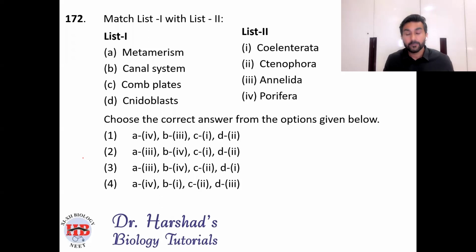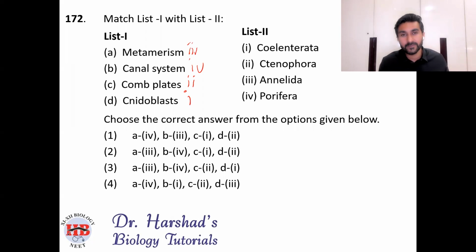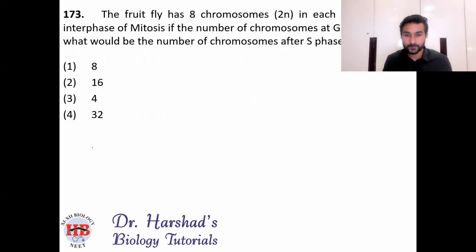The next question. Metamerism is continuous segmentation, or rather true segmentation, which is a feature of Annelida. Canal system is a feature that you see in Porifera. Comb plates are ciliated plates, rows of cilia found in Ctenophora. Cnidoblasts are stinging cells found in Coelenterata. That's why Coelenterata are also called cnidaria. So you have A3, B4, C2, D1. A3, B4, C2, D1 is option number 3. So that's our correct answer.